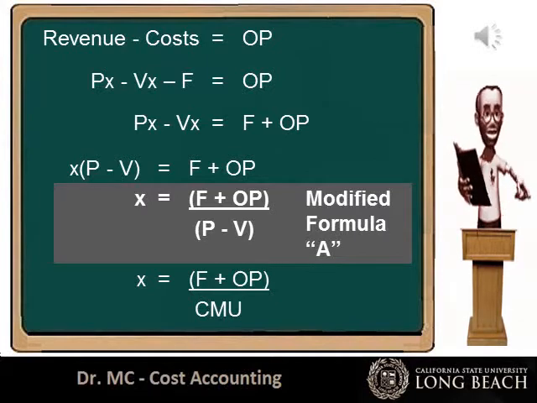As you can see, the modified formula A is the same as the original formula A, except that OP has been added to the numerator on the right-hand side of the formula. Please remember that P minus V is the contribution margin per unit, and that the modified formula A can be written as X equals F plus OP divided by the contribution margin per unit.